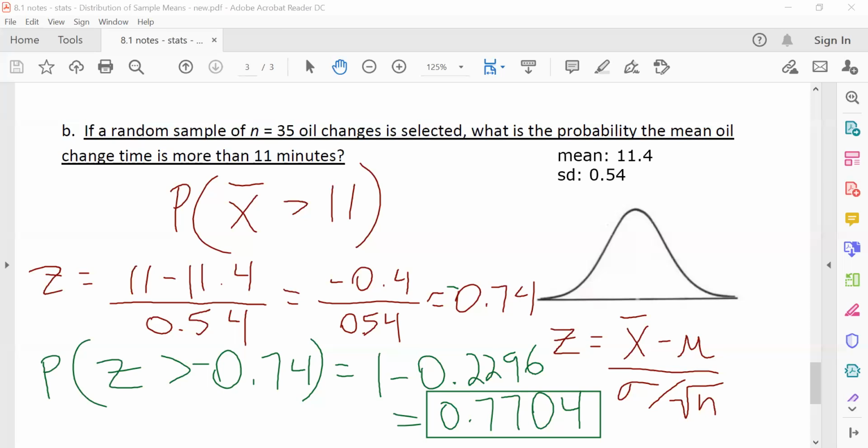So if I take a random sample of 35 oil changes, there's about a 77% chance that the average time among those 35 oil changes will be more than 11 minutes. I mean, that's unacceptable. The oil change place said it's a 10-minute job. If they just said it was a 15-minute job, I would walk away happy. I would be like, oh, they did great.